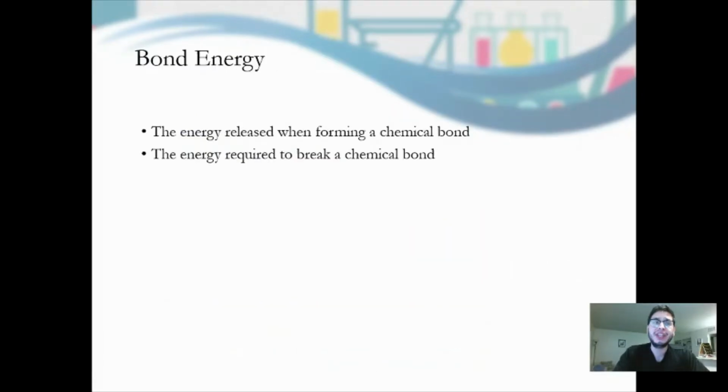So write down the definition of bond energy. It is the energy released when forming a chemical bond. If you consider the law of conservation of energy, if I want to break that bond, it should be the same amount of energy. So it's also the energy required to break a chemical bond. So again, just a little summary of what bond energy is. It's the energy that's released when forming a chemical bond, or the energy that is required to break that chemical bond.